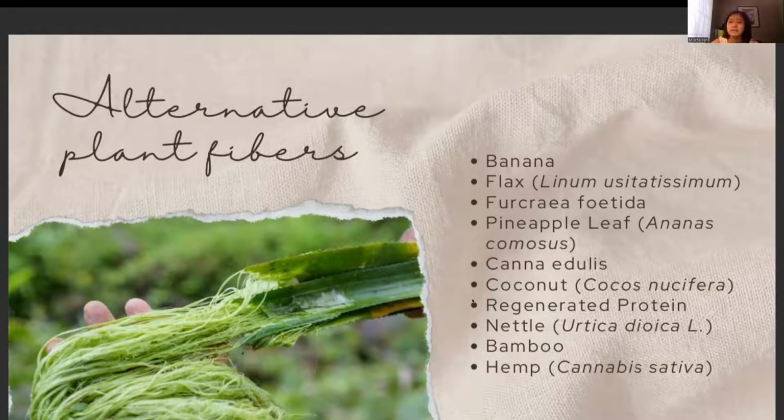So the next one is regenerative protein, and this regenerative protein is actually interesting because the source of the protein is not from one source. It can be from wheat, and also it can be from milk waste and feather keratin. And also, unlike the other fibers on this list, regenerative protein fibers have been produced on a large scale historically in World War II.